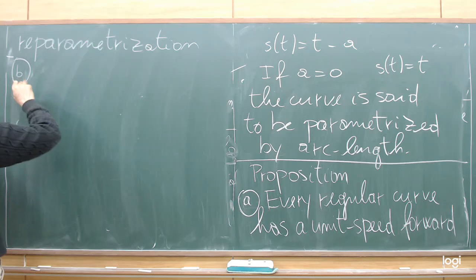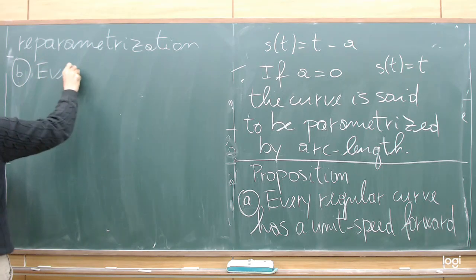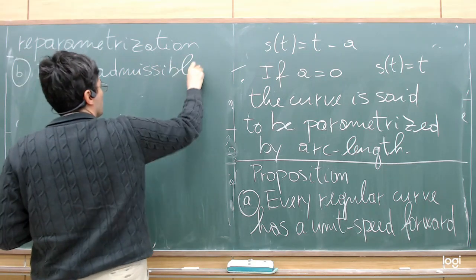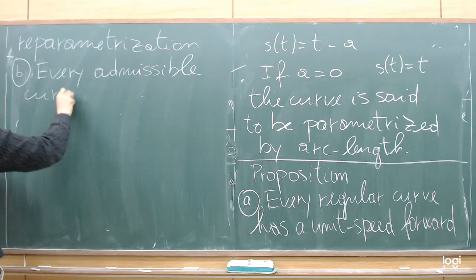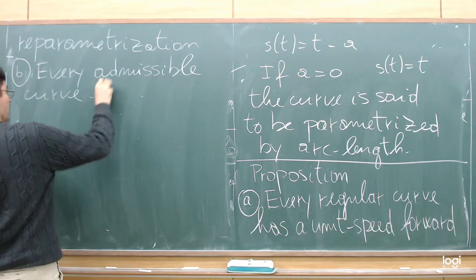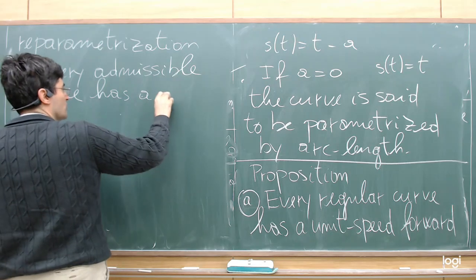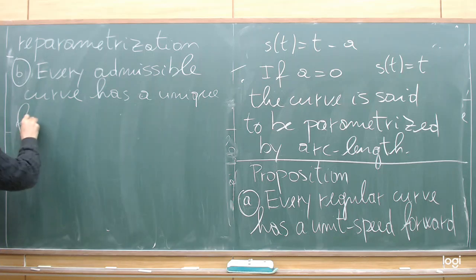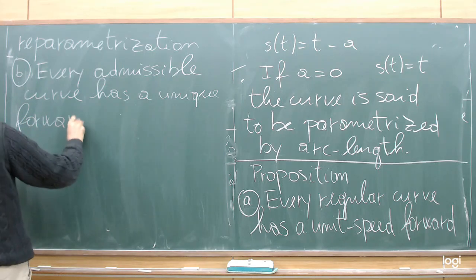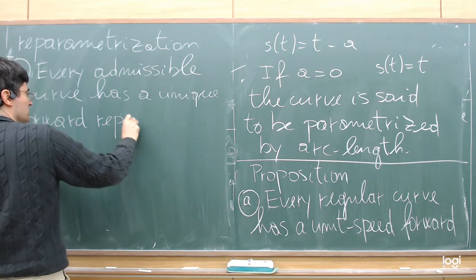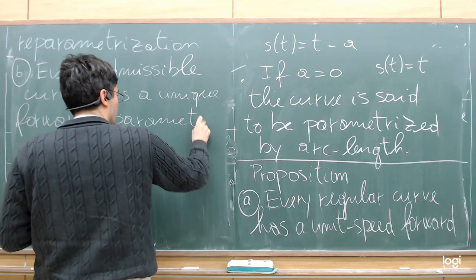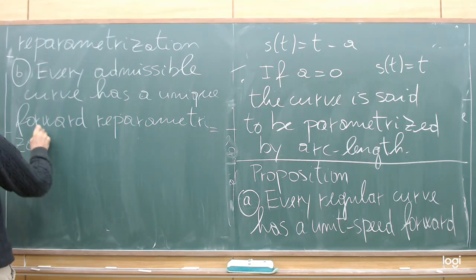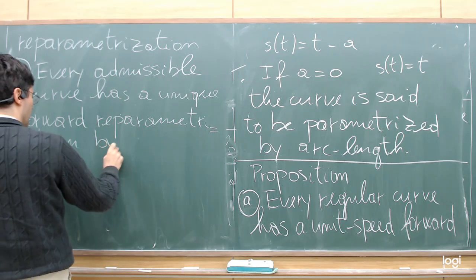B, every admissible curve has a unique forward reparametrization by arc length.